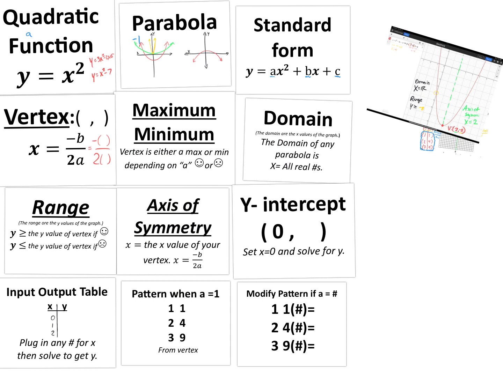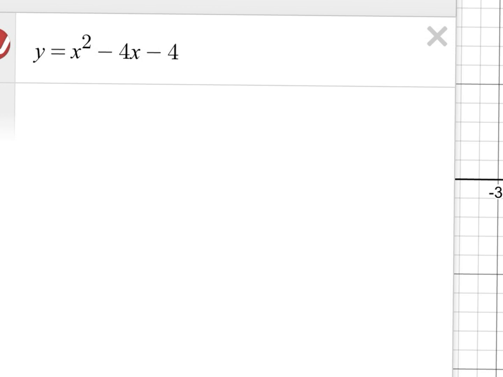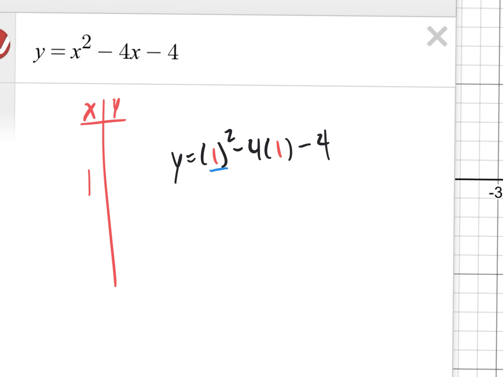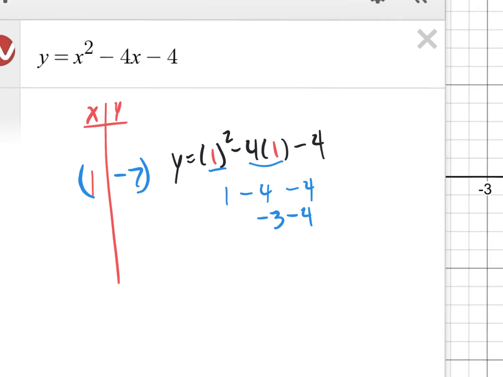Final details, we need to know how to work an input-output table. So if I told you graph this equation right here, you could use an input-output table and plug in a number like, let's say 1. And if I do plug in 1, it would give me 1 squared, that's 1, 4 times 1, that's 4, with the minus 4. 1 take away 4 is -3. -3 minus 4 is -7. So (1, -7) is a point on the graph.